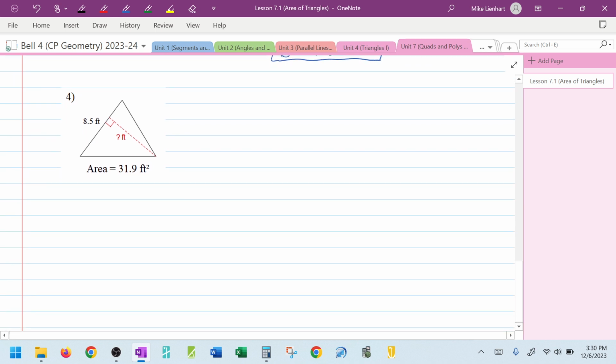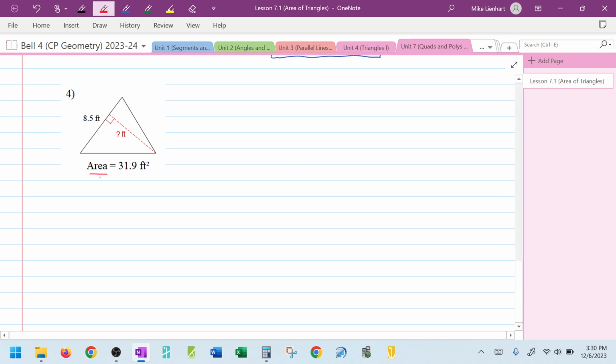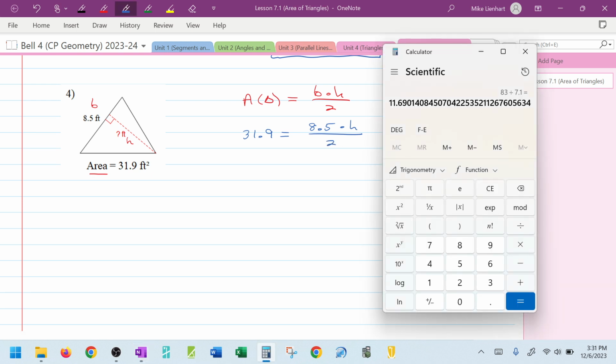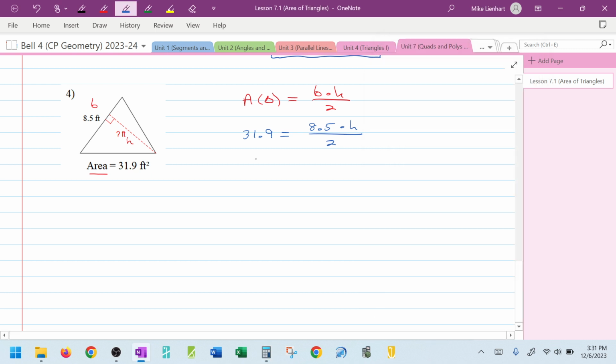All right, and the last problem here. I know the area. I know that this 8.5 is representing my base. I don't know my height. So I wrote area of a triangle is base times height divided by 2. I fill in what I know. Area is 31.9. Base is 8.5. I don't know my height, divided by 2. I want to first get rid of that divided by 2. So I'm going to take 31.9 times 2, which is 63.8.